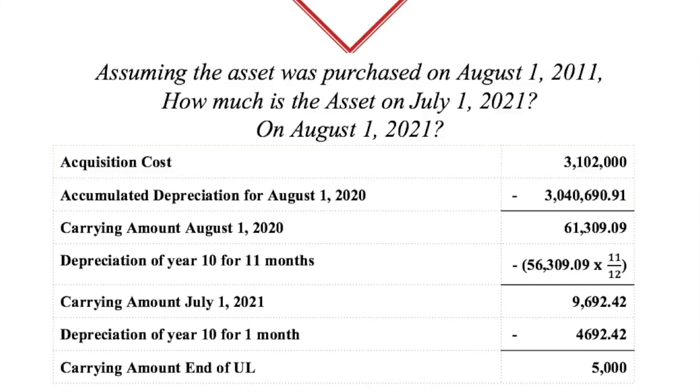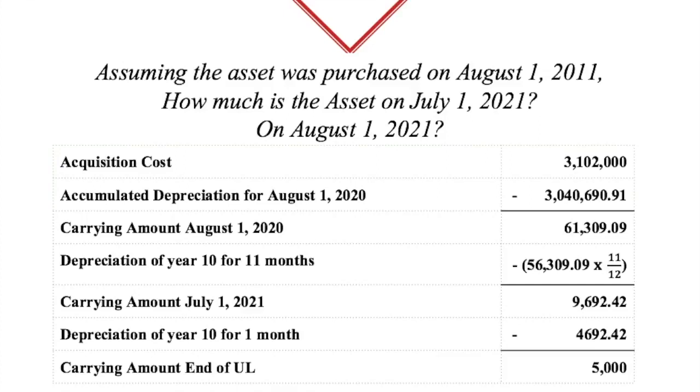Assuming the asset was purchased on August 1, 2011, how much is the asset on July 1, 2021 and on August 1, 2021? In this case, we have to compute for the accumulated depreciation at year 9 and deduct it from the acquisition cost to get the carrying value of 61,309.09. But this is just the carrying value on August 1, 2020. We are looking for the carrying amount at July 1, 2021.